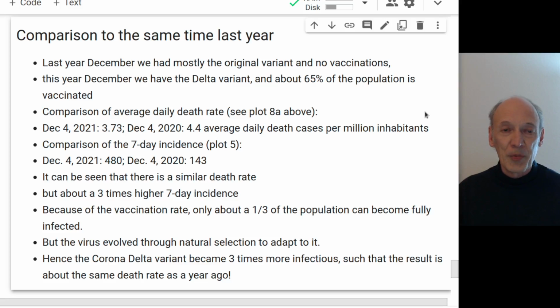So first, a comparison to the same time last year. Last December we had mostly the original variant and no vaccinations. This year in December we have the Delta variant and about 60% of the population in Germany is vaccinated. So first let's compare the average daily death rate for this year and last year, and we can do that in my plot 8a above.